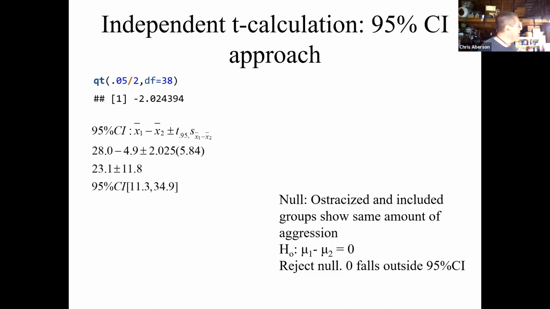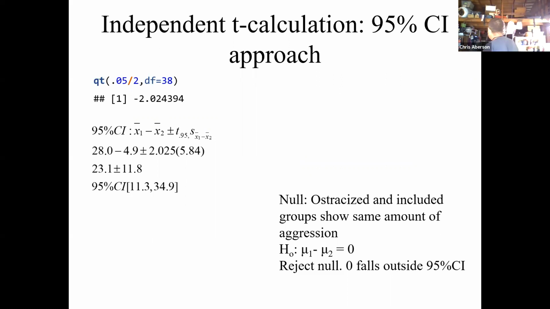95% confidence interval. Difference between the means, our t-value, and again, this is the t-value that captures 95% of the distribution, and that standard error that we just painstakingly calculated. You can see we just plug those values in, and we get a confidence interval here of 11.3 to 34.9.